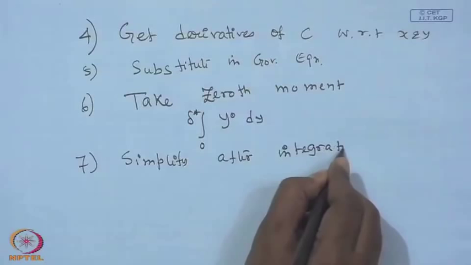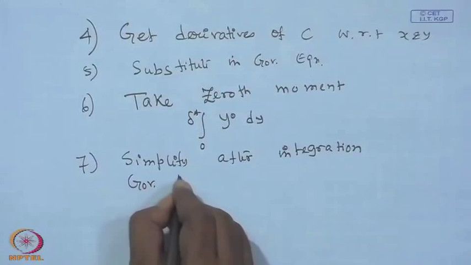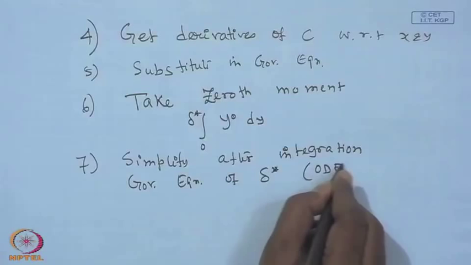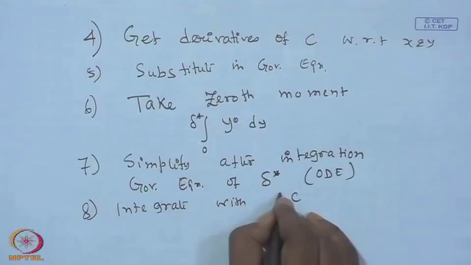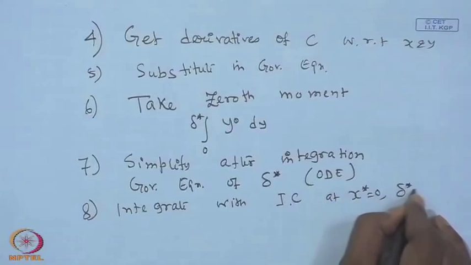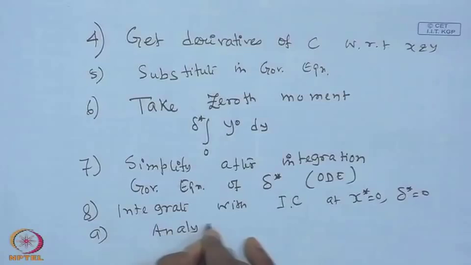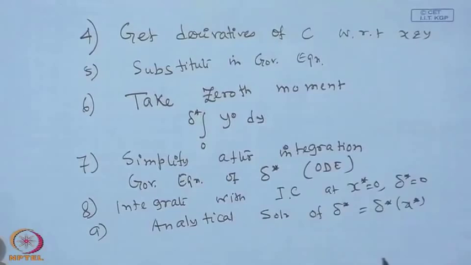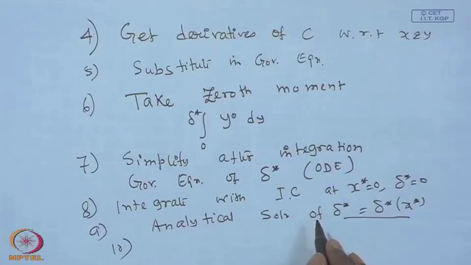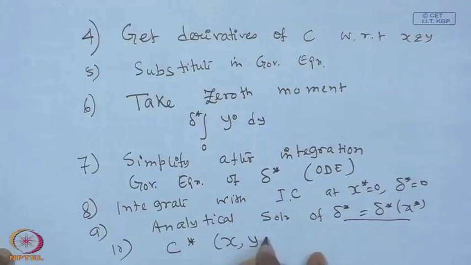What you will get is the governing equation of delta star, which is nothing but an ordinary differential equation. Then integrate it out with initial condition at x star equal to 0, delta star equal to 0. Then you will get an analytical solution of delta star as a function of x star, and the final step is that once you know delta star as a function of x star analytically, you substitute that in the concentration profile, and from the concentration profile you will get concentration within the mass transfer boundary layer as a function of x star and y star.